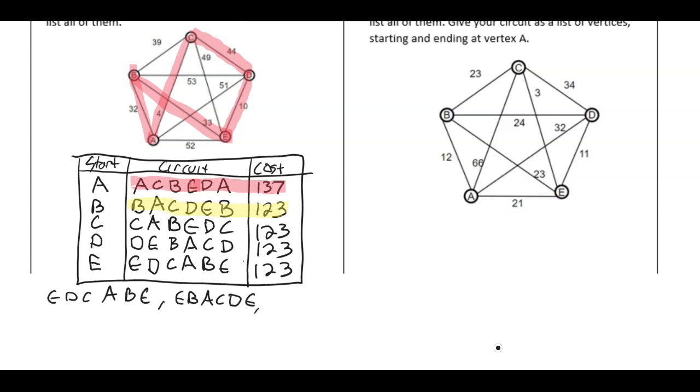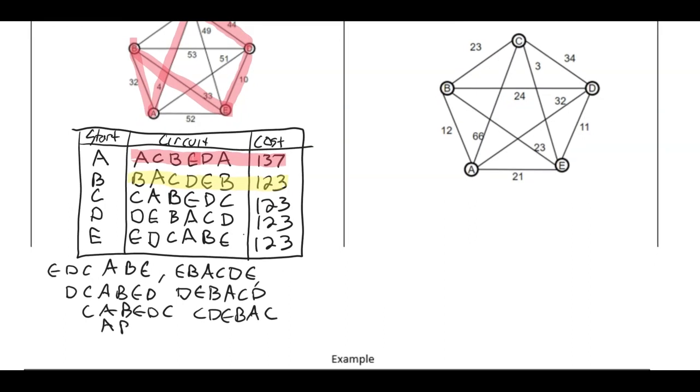So here we start with the E. Let's go to the D. D, C, A, B, E, D. And we can reverse that: D, E, B, A, C, D. And then we can start with the C: C, A, B, E, D, C, and reverse it, C, D, E, B, A, C. And two more: A, B, E, D, C, A, and reverse it, A, C, D, E, B, A. And finally, starting at B, would be B, E, D, C, A, B, and reversed, B, A, C, D, E, B.